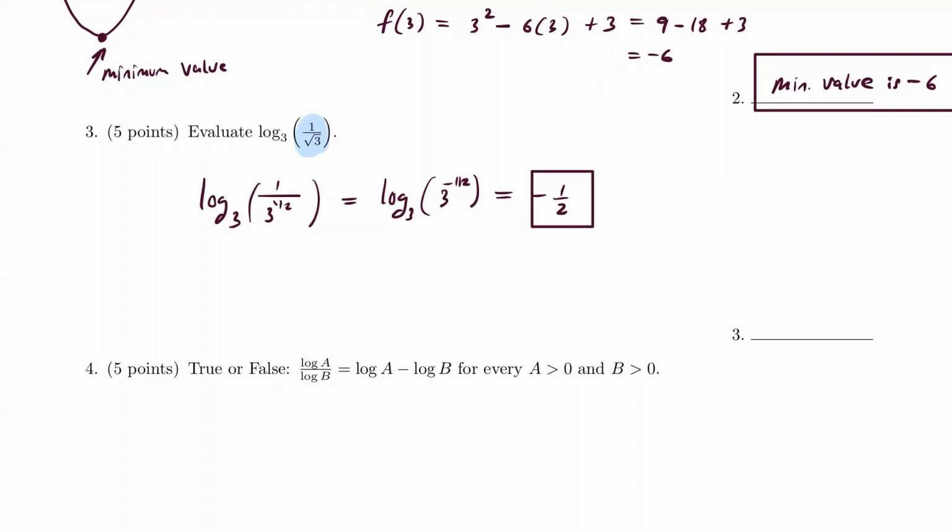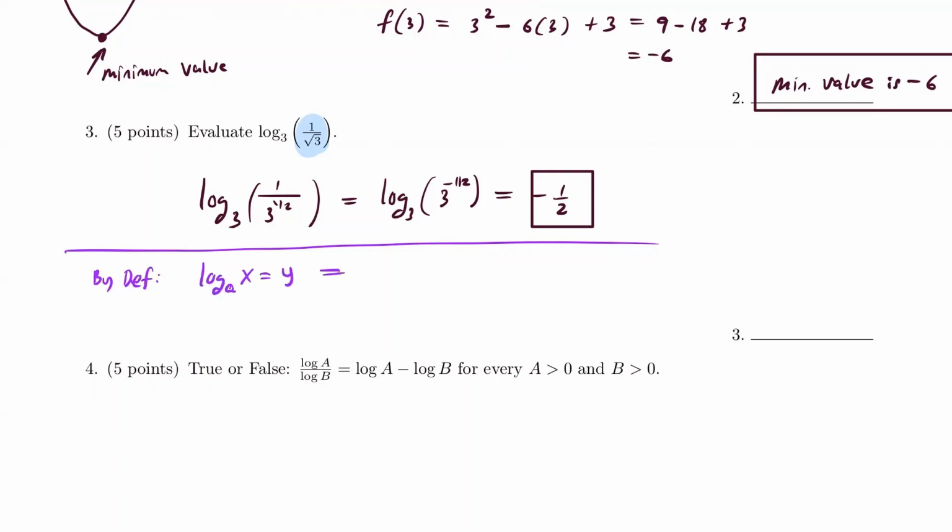Another way to do it would be to simply use the definition of logarithms. So here's an alternative way to see the same result. By using the definition of logarithm, we know that if log base a of x is equal to y, then this can be written in exponential form as a to the y equals x.